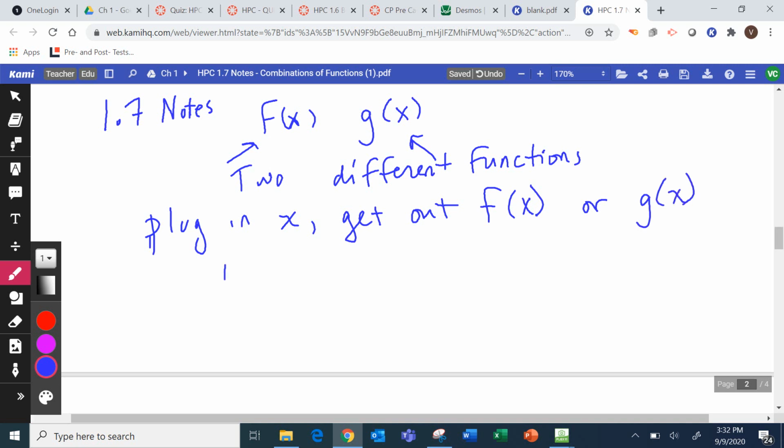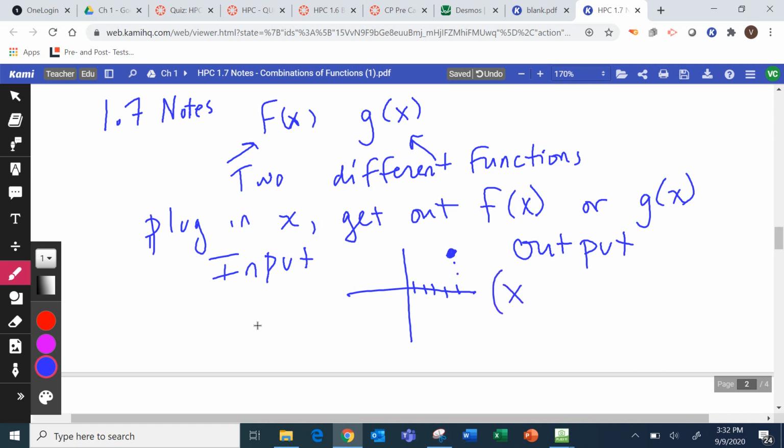If I input x, my output is f of x, or is g of x. Graphically, if I input a number, I'm inputting the x value, and I'm getting out the y value. And that would be my f of x. So my f of x is a y value if you're talking graphically.